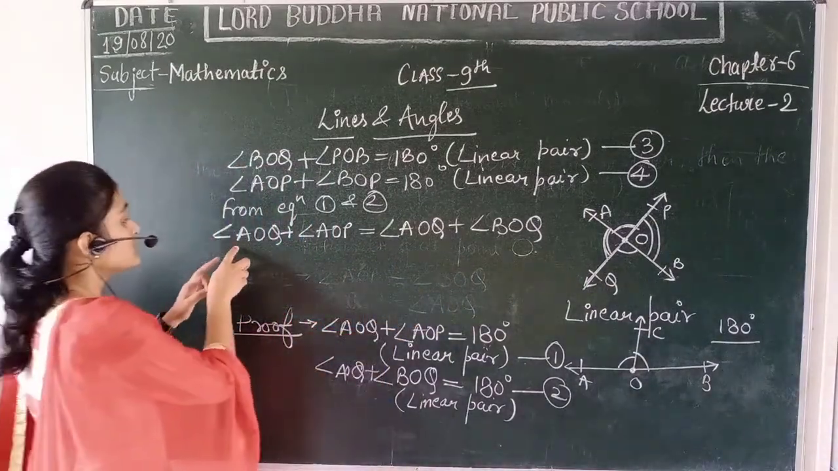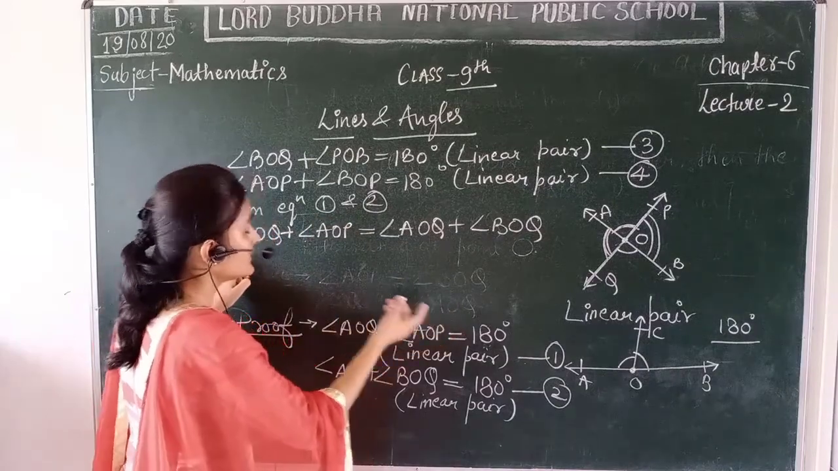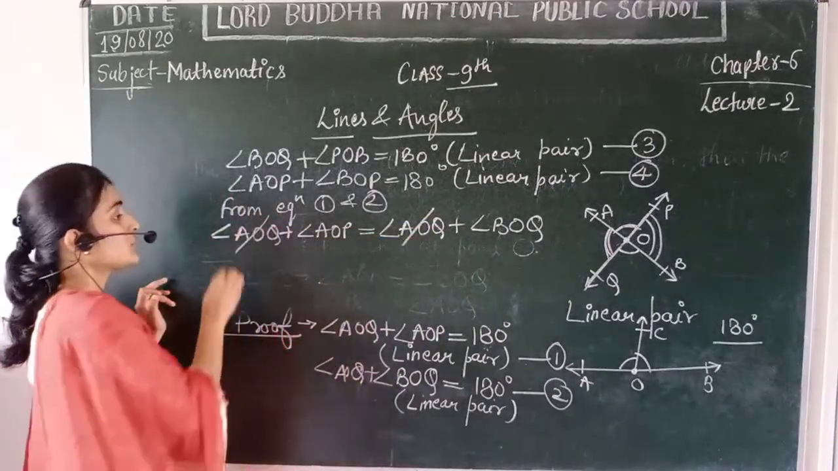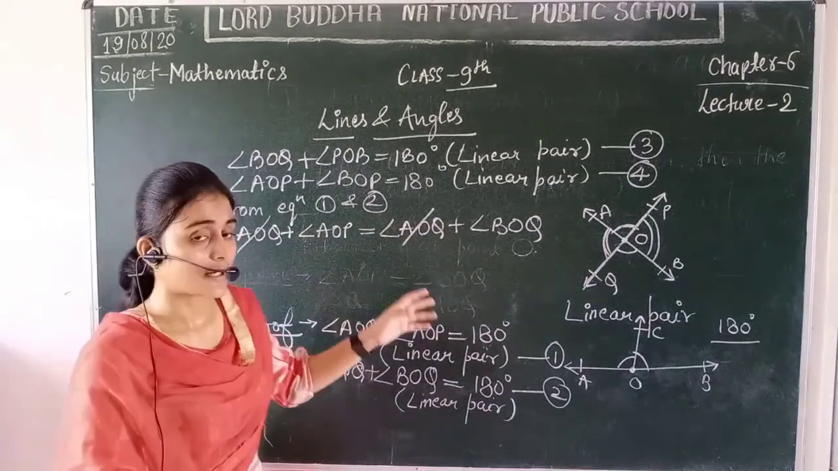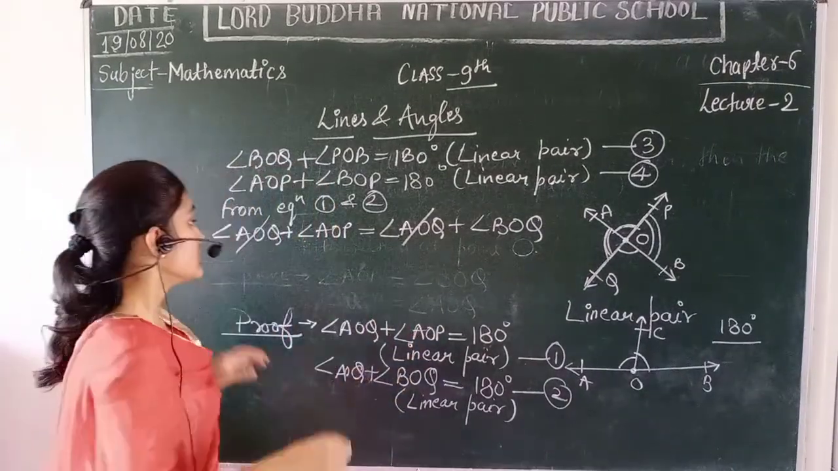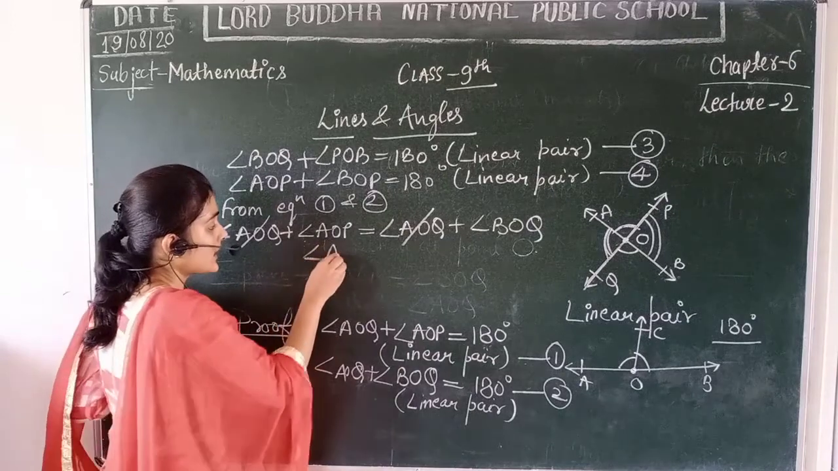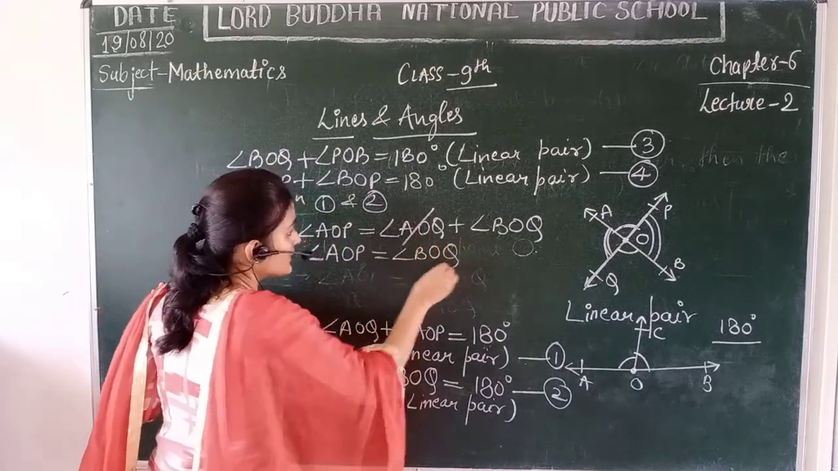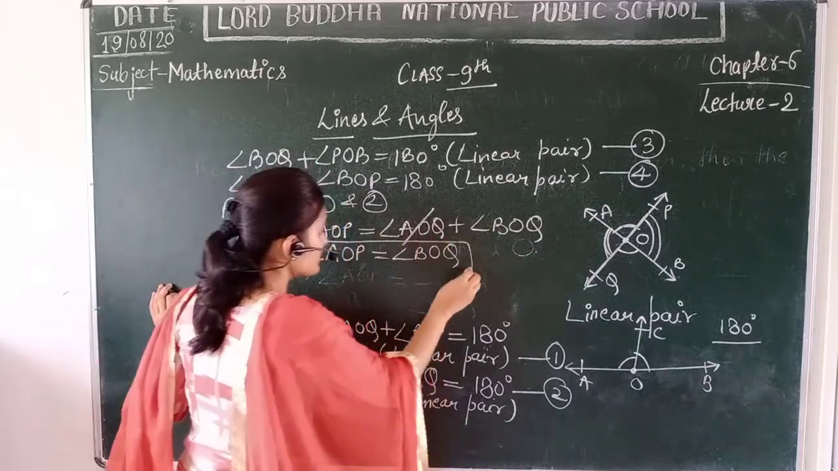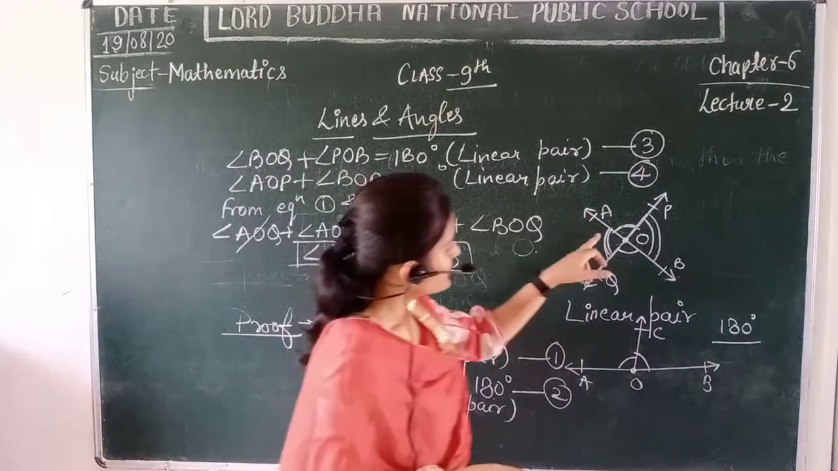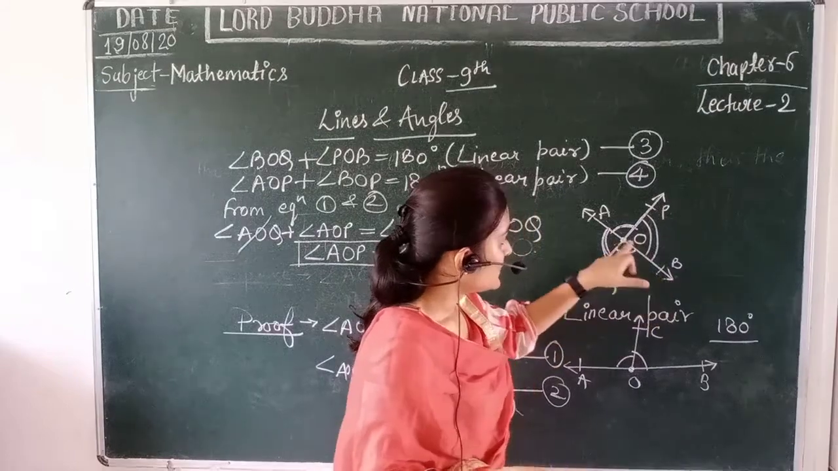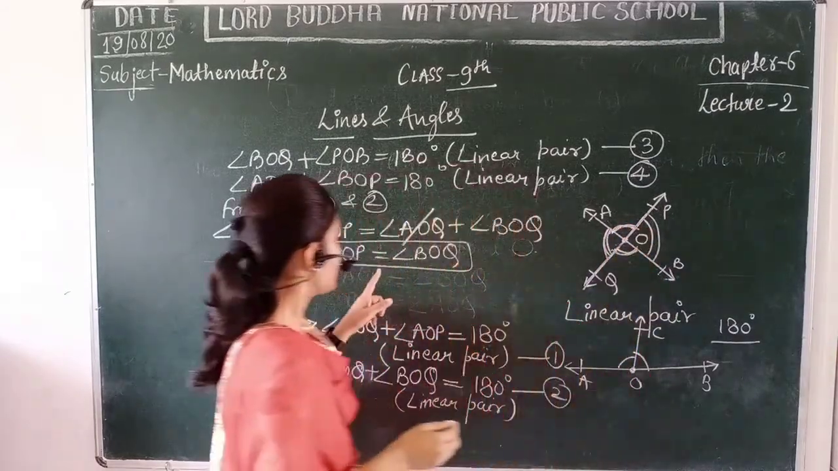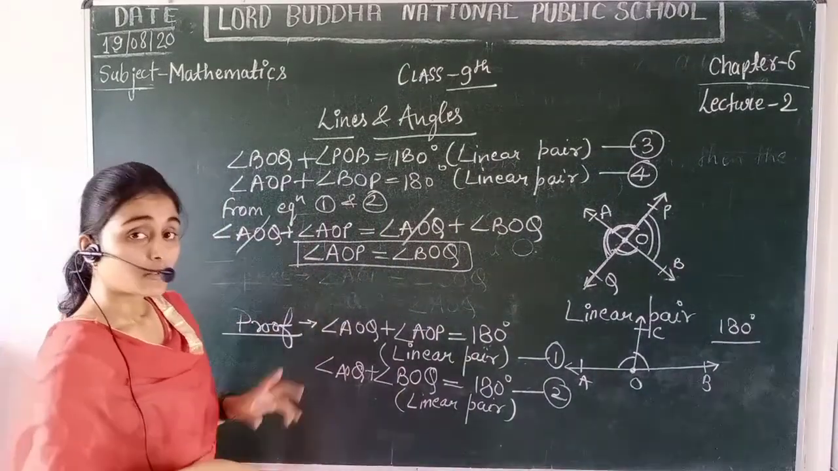Now see, whenever you take AOQ to the other side, it will be subtracted from this AOQ. That means you can cancel them out. They are subtracted and we get 0. So we get only angle AOP equals angle BOQ. This is the first result we have to prove, because AOP, this angle, is equal to BOQ, this angle. So this pair of vertically opposite angles is what? Equal. This is the first part of your proof.